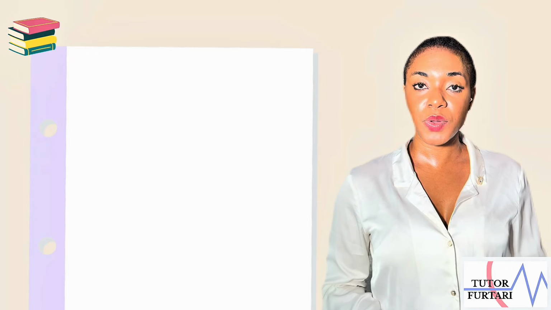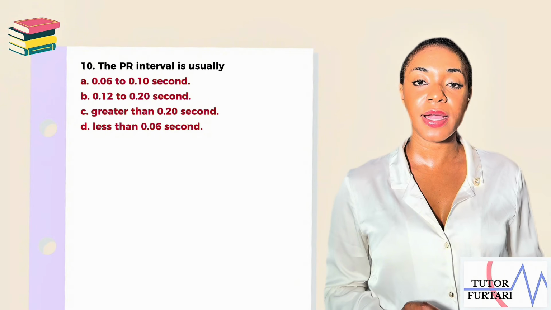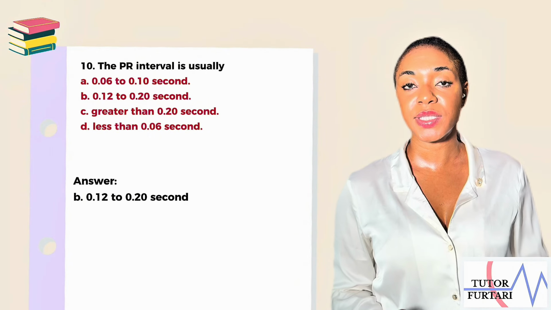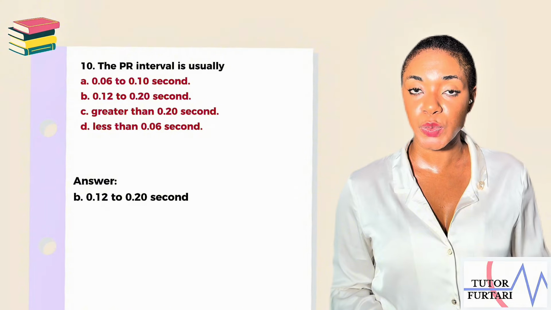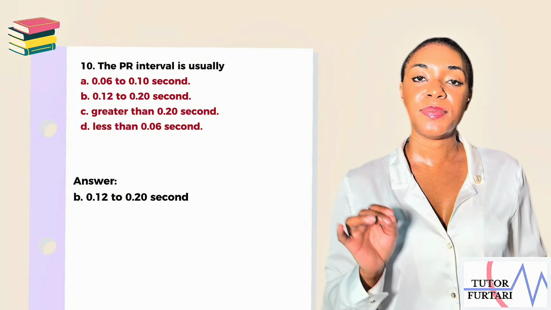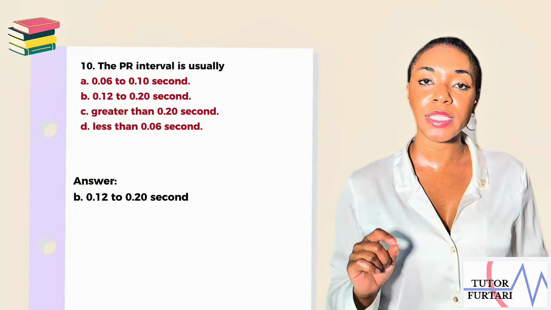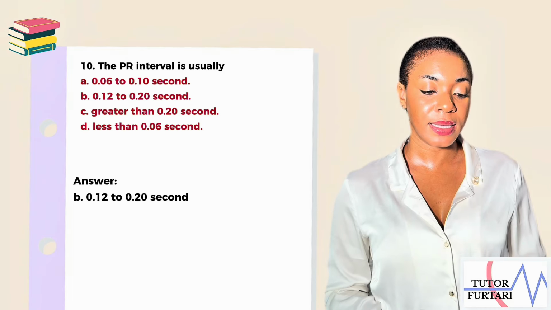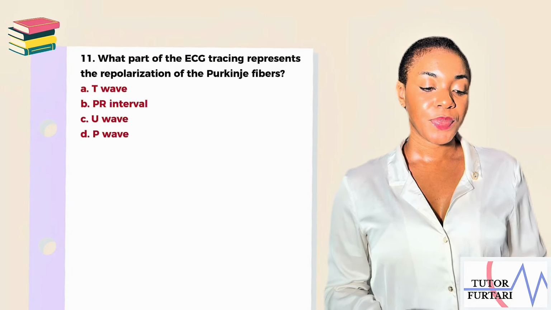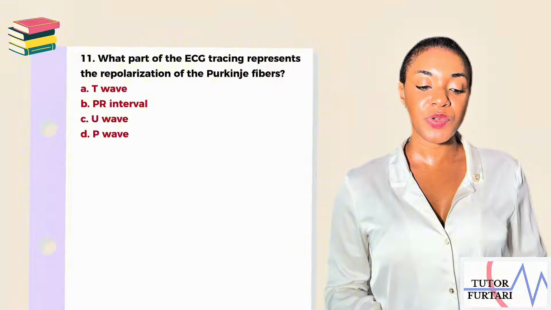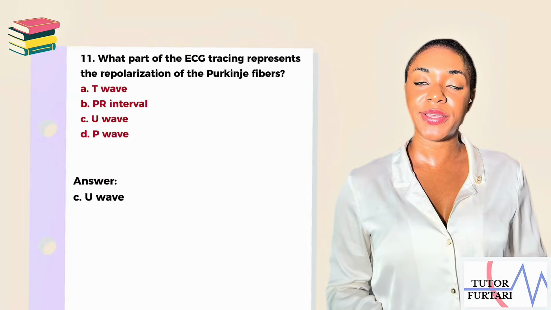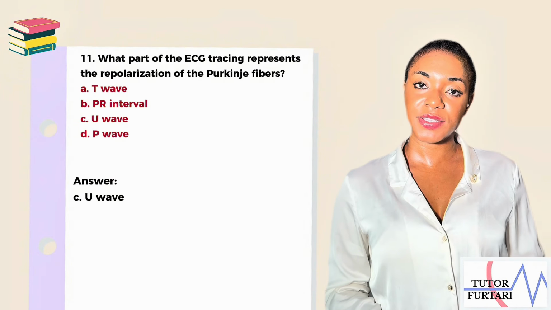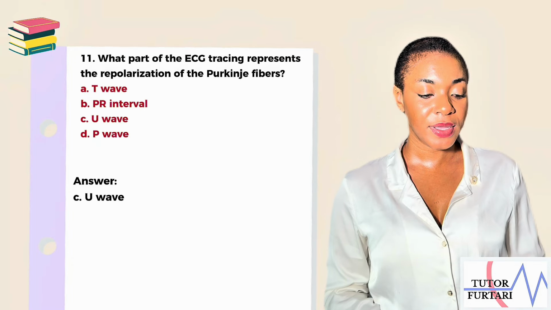Another multiple choice question. The PR interval is usually between 0.12 to 0.20. Do not forget, PRI 0.12 to 0.20, and that will be option B. 11. What part of the ECG represents repolarization of the Purkinje fibers? The answer is U wave.